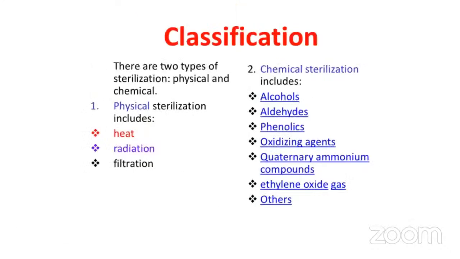Now, there are various ways by which sterilization can be achieved. Methods of sterilization can broadly be classified into two: physical and chemical sterilization. Physical sterilization includes heat, radiation, and filtration, and chemical sterilization uses chemical methods to eliminate or remove microorganisms. Here are some of the chemical reagents which can be used for chemical sterilization, namely alcohol, aldehyde, phenol, oxidizing agent, ethylene oxide, and other chemical reagents.